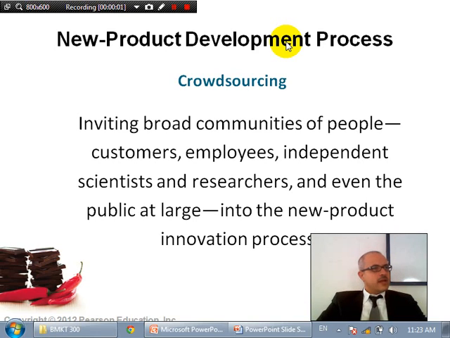Crowdsourcing is when you invite broad communities of people, customers, employees, independent scientists, researchers, and sometimes the general public at large, and you want them to help you with this new product innovation process.